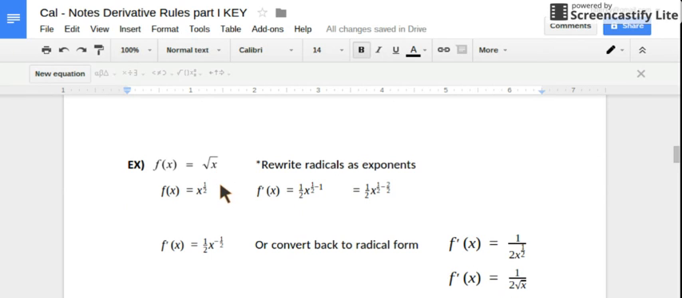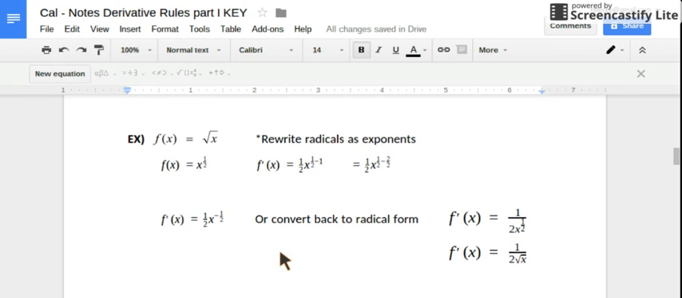Functions with radicals present a unique challenge in that we have to rewrite the radical as an exponent instead, and then we can use the power rule. So the square root of x is just x to the 1/2. If I apply the power rule, I move that exponent down to the front and subtract 1 from the exponent. Just be careful when you're subtracting fractions, you need that common denominator. So 1/2 minus 1 is the same as 1/2 minus 2/2, and then we end up with 1/2 x to the negative 1/2. So we could leave our derivative in that form, or we could convert it back to radical form, depending on how we want to work with it.